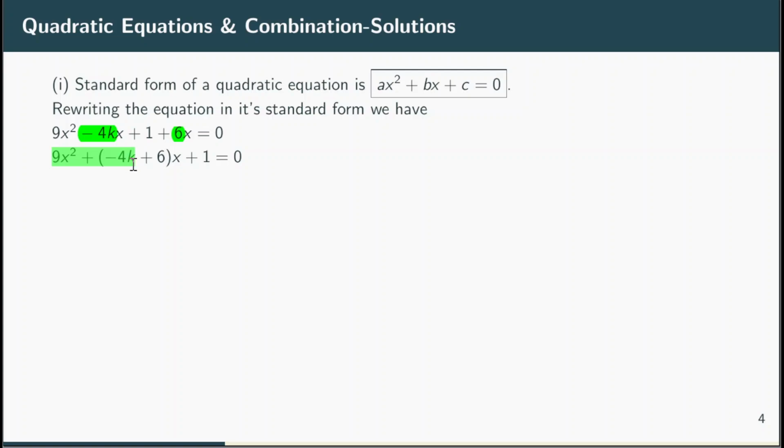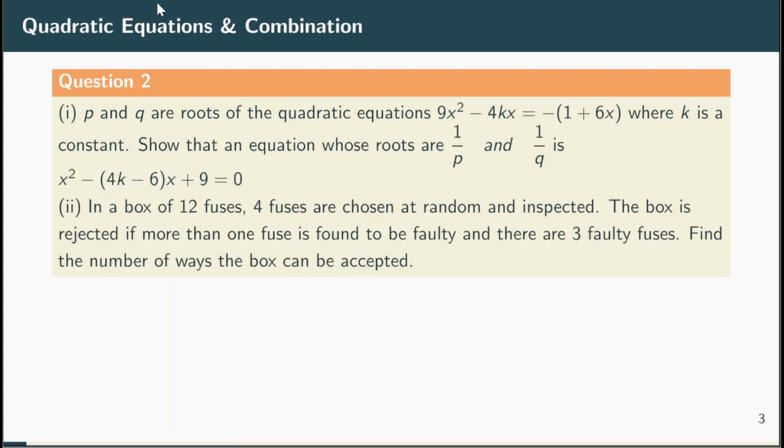Now it is in a standard form because here the value of a is 9, the value of b is all of this expression, negative 4k plus 6, and the value of c is 1. So I have a as 9, b as negative 4k plus 6, and c as 1. Now the next thing to do is that we were told that the roots of this equation are p and q. So I'll go ahead and find the sum of the roots and the product of the roots.